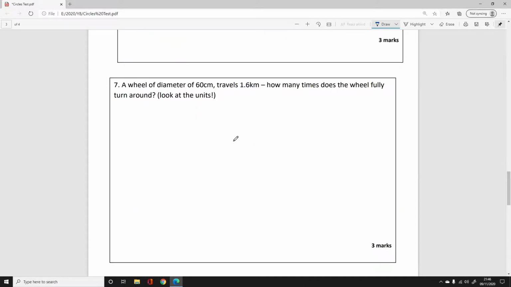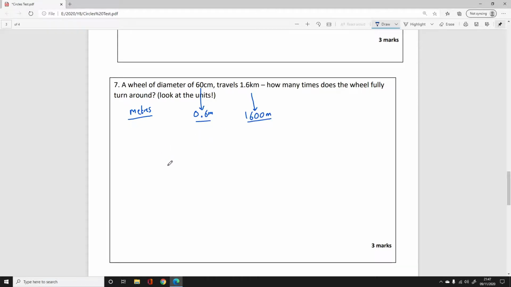Okay, what about 7? A wheel of diameter 60 travels 1.6 kilometers. How many times does it fully turn around? So I said look at the units here. That's because this is centimeters and this is kilometers, and we kind of want to compare them. What I would do is change them both to meters. So the wheel has a diameter of 0.6 meters, and there are 1,000 meters in a kilometer. This will be 1,600 meters.